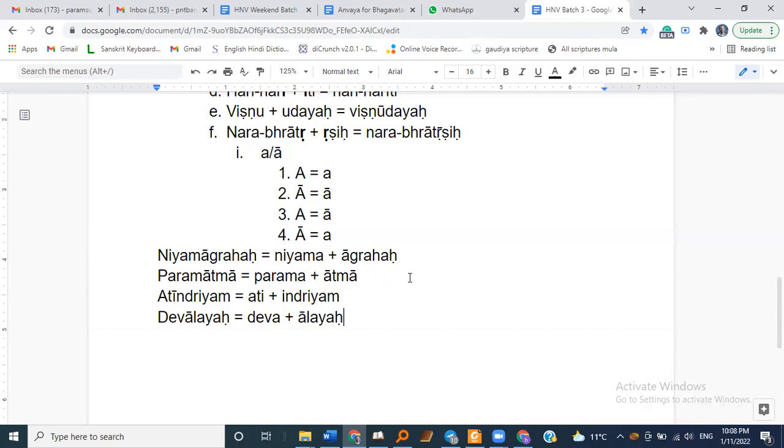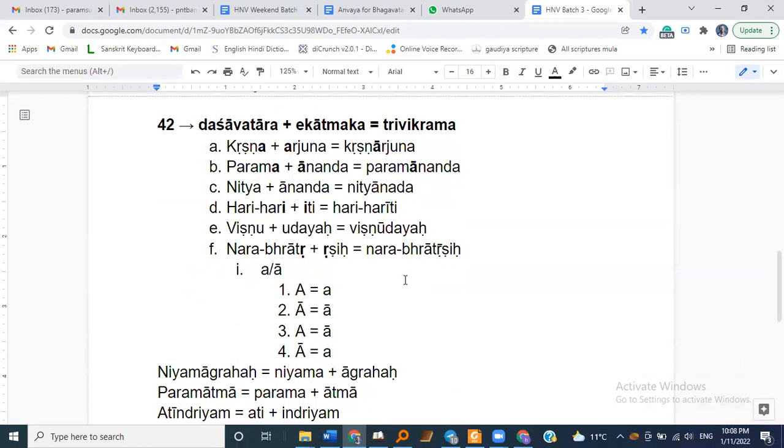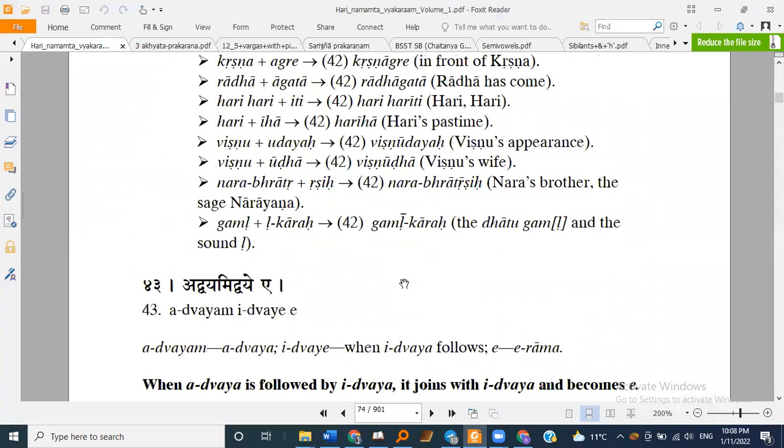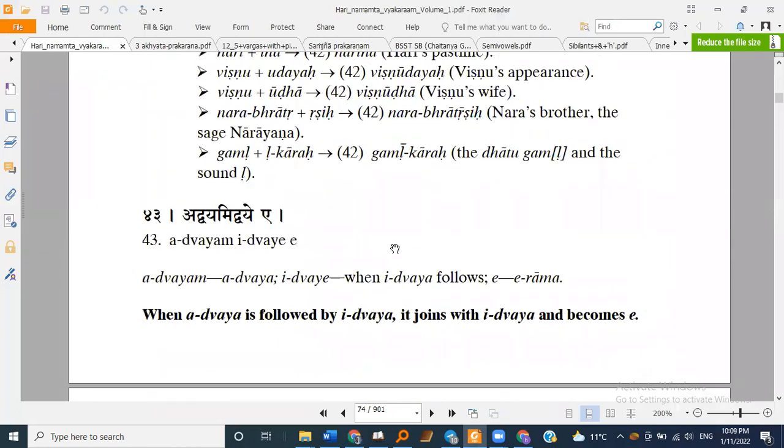So like that, there is an endless list of words, combinations. So that was Sandhi 1, Dashavatar Ekatmake Militva Trivikrama. So again, we're open for questions at any point of time. So whenever you feel something, then directly ask.